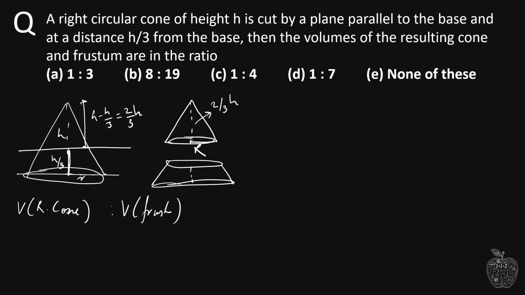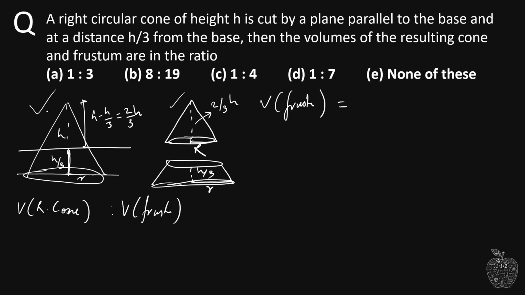Talking about the frustum, height is h by 3, right? Because from the base at the distance of h by 3 we have cut this, so this height here will be h by 3 only, and the radius is the same as that of the cone, which is small r. Now, we know the formula to calculate the volume of this cone, but there is no standard formula to calculate the volume of this frustum, right? We can calculate the volume of this cone by using the formula, but we don't know how to calculate the volume of this frustum.